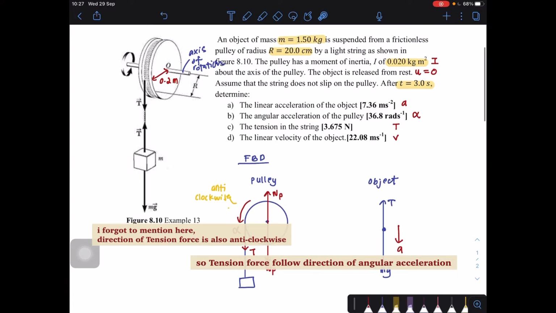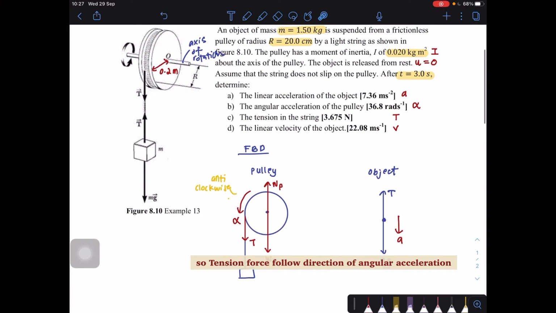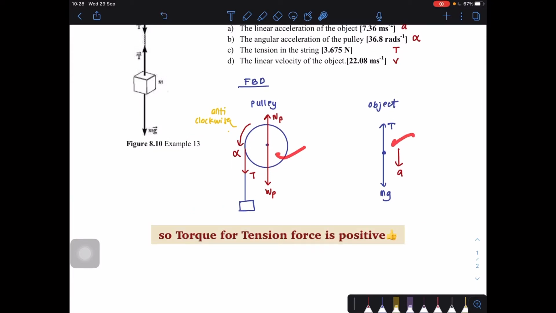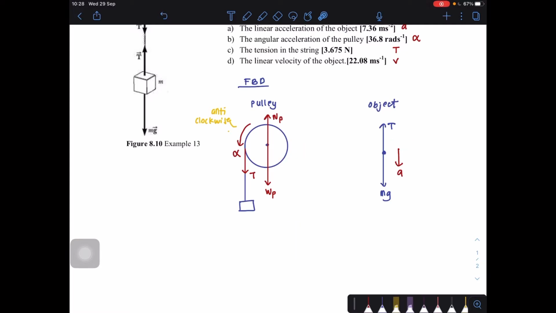Okay, so next one, kita sudah tengok the direction. Next kita akan keluarkan equation for each FBD. Memang macam tu kan sebelum ni, kita buat setiap kali lukis FBD, setiap FBD tu akan ada dia punya equation. Okay, so untuk pulley, since pulley is rotating, dia adalah rotational motion, bermaksud the sum of torque is equal to I alpha. Dan untuk objek, since dia adalah linear motion, the sum of F is equal to ma. So these two equations.